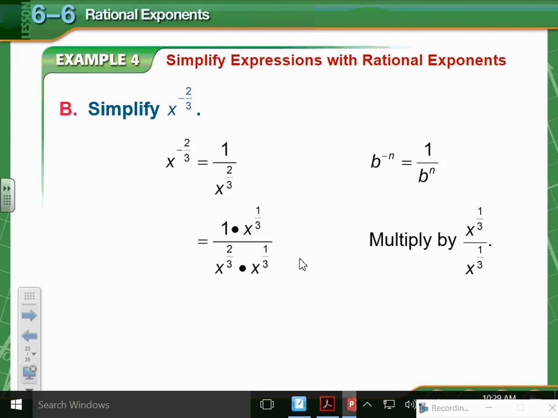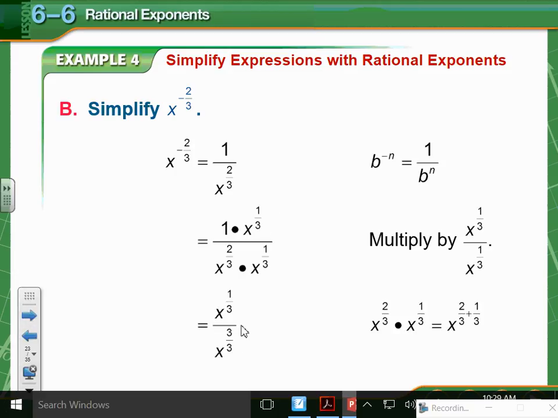Well, 1/3. Okay, so the rule is when you're multiplying like bases, you get to add the exponents. So if we add the exponents, we want to get 3/3. We need a 1/3 to add to the 2/3. But whatever we multiply by on bottom, we have to multiply by on top.